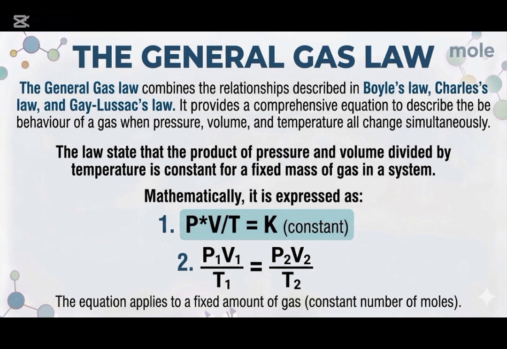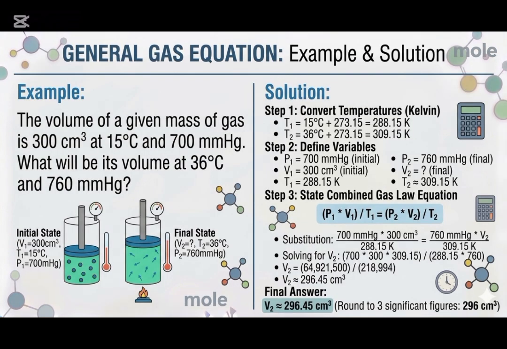From the law, mathematically it can be expressed as below. PV over T equals K. Then P1V1 over T1 equals P2V2 over T2. The equation applies to a fixed amount of gas, that is, a constant number of moles. So from the formula, we can see that the three laws have been combined into one. Example: the volume of a given mass of gas is 300 cm³ at 15 degrees C and 700 mm mercury. What will be its volume at 36 degrees C and 760 mm mercury?